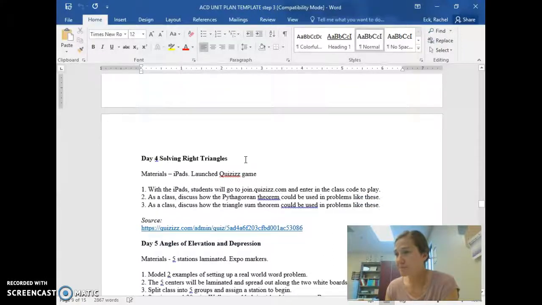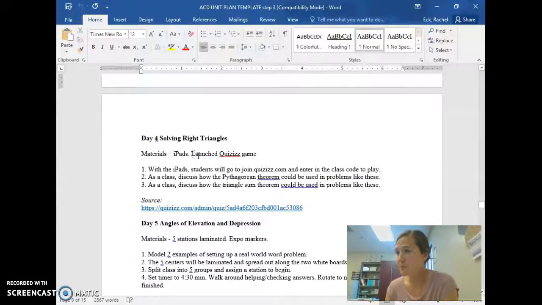Down here on day 4, we're going to do more practice with solving right triangles, more practice with those inverse trig functions. Again, we're going to need the iPads, and I have a classroom set of 15 iPads, so I'm very thankful for that. But they can also use their phone and go to join.quizzes.com. I use Quizzes a lot in here. It's 10 times better than Kahoot if you've ever played Kahoot.